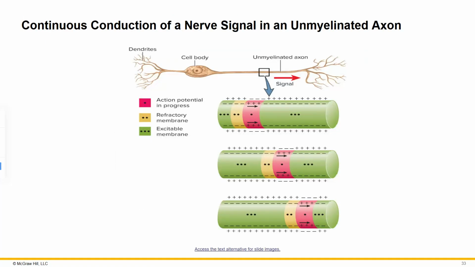So the continuous conduction of a nerve signal in an unmyelinated axon. Here you can see the action potential, the refractory membrane, and a new excitable membrane, and those will follow down after each other. A very strong impulse would be able to start an action potential earlier. And the brain receives the number of action potentials and can determine the severity based on the number of action potentials.